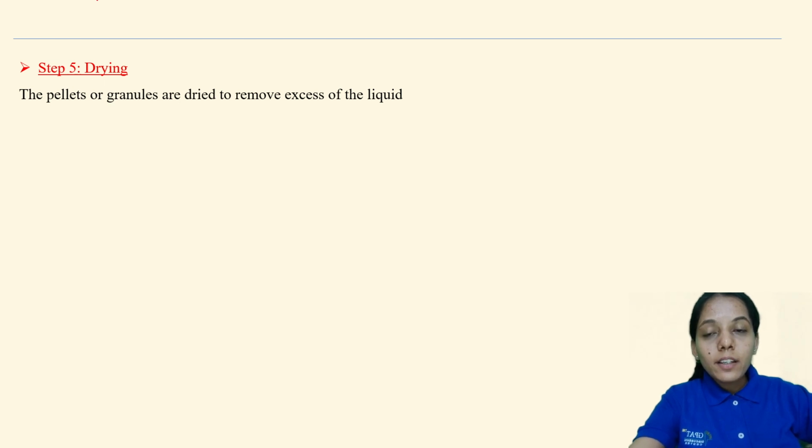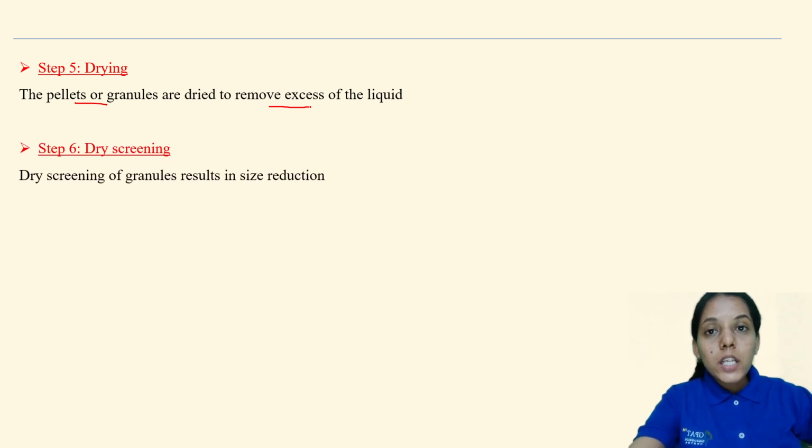Afterwards, we have to dry the granules. The pellets or the granules are dried to remove any excess liquid. Then again we have to pass the dry material through the mesh, which will result in size reduction. If you are passing the granules through the sieves, it results in size reduction.